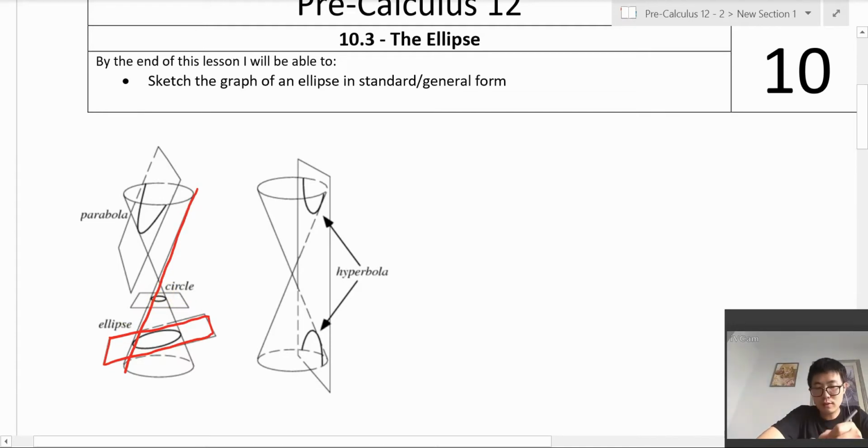Now this is tilted at an angle that is less than the generator, okay? If it's less than the generator, you can see here, this is the ellipse that is formed. So again, when the plane intersects the cone at an angle that is less steep than the generator, then an ellipse is formed. So in general, you can think of an ellipse as a stretched circle.